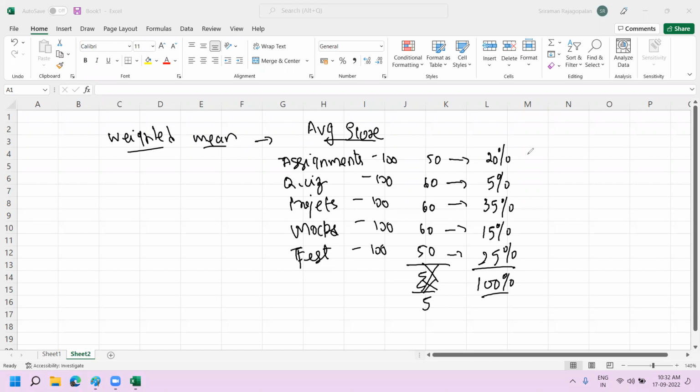Okay, so now what do you do? What is 20% of 50? So this is 10. What is 5% of this? So 5 by 123. 35% of this, so around 18 or 19. Let's put 19. So this is 15. And this is, let's say, 13. Okay. Now you add up all these numbers. So this becomes my average weighted score, the weighted average score.